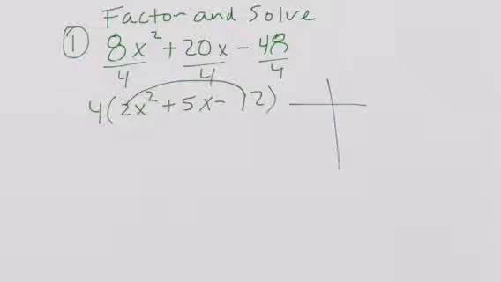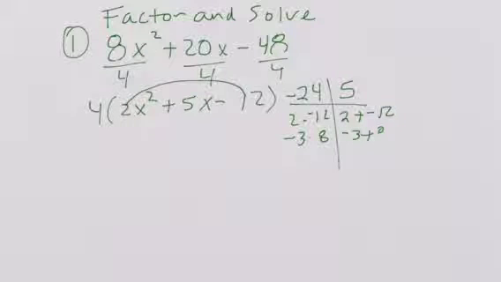2 times negative 12 is going to give us negative 24, and 5 is going to go into our second column. 2 and 12, negative 12 give us negative 24, but they do not give us 5. Negative 3 times 8 gives us negative 24, and negative 3 plus 8 gives us 5.